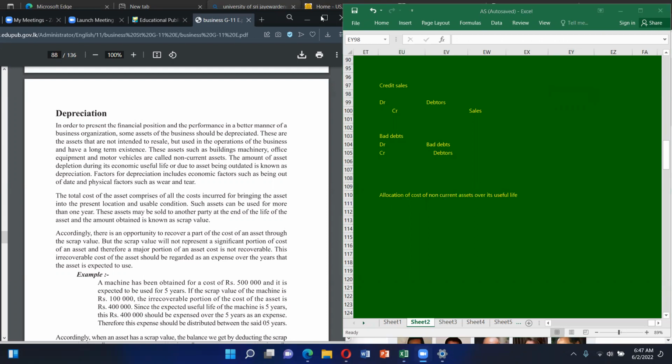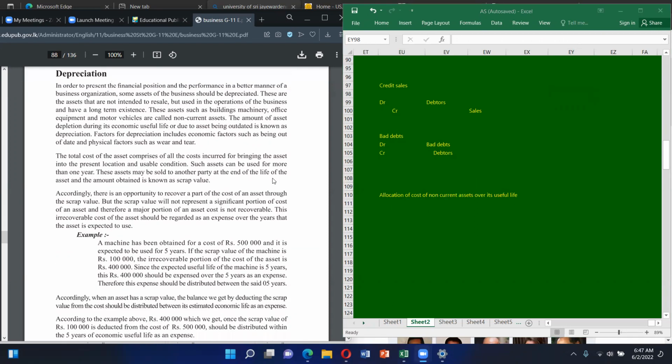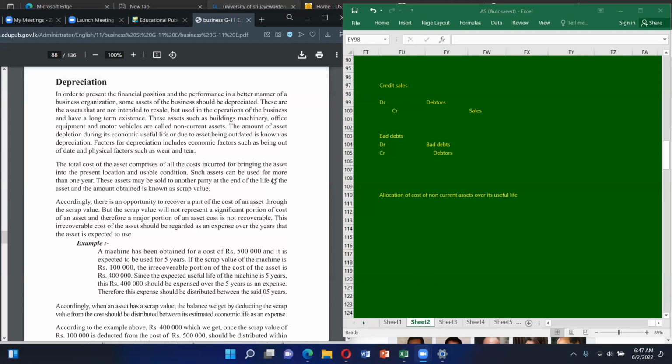Vihanga, can you read the depreciation note? Yes, sir. In order to present the financial position and the performance in a better manner of a business organization, some assets of the business should be depreciated. These are the assets that are not intended to be resold, but used in the operations of the business and have a long-term existence. These assets, such as buildings, machinery, office equipment, and motor vehicles, are called non-current assets.